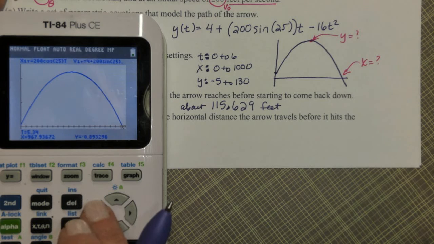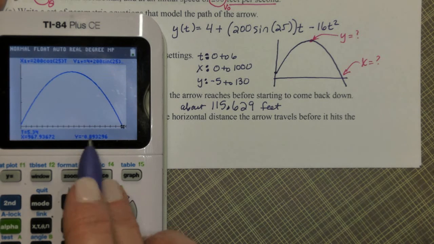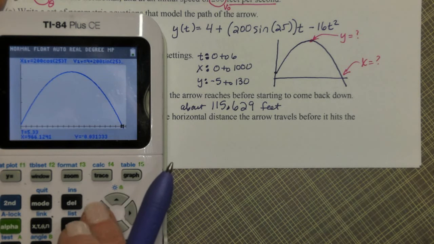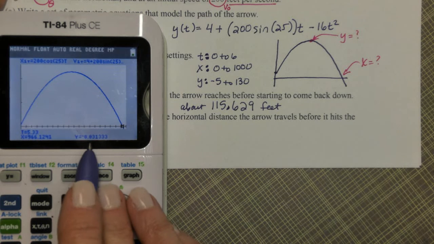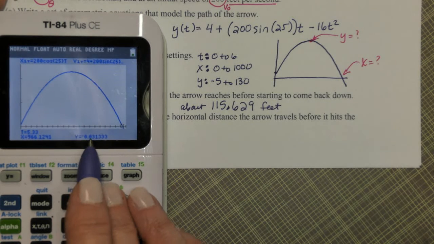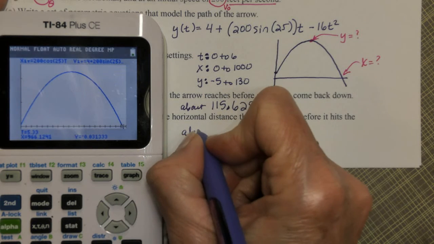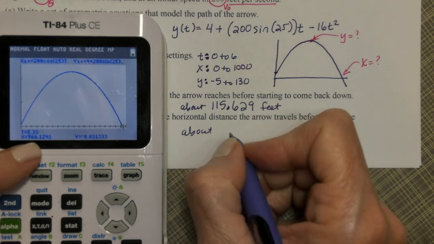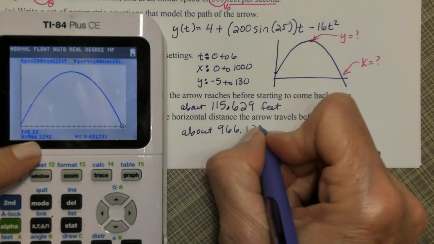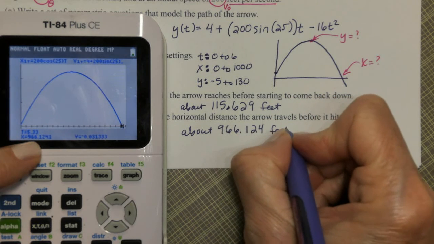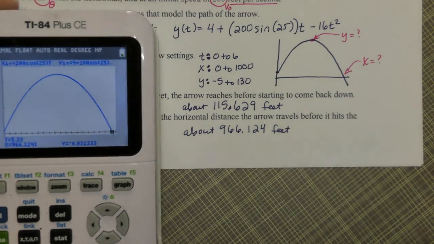I'm just going to the left until I can see my cursor again. There it is. Okay, I'm at negative 0.89, negative 0.03, and 0.8. I think that negative 0.03 is really close to 0. So I'm going to say this is about the x coordinate, 966.124 feet. So that arrow went far.